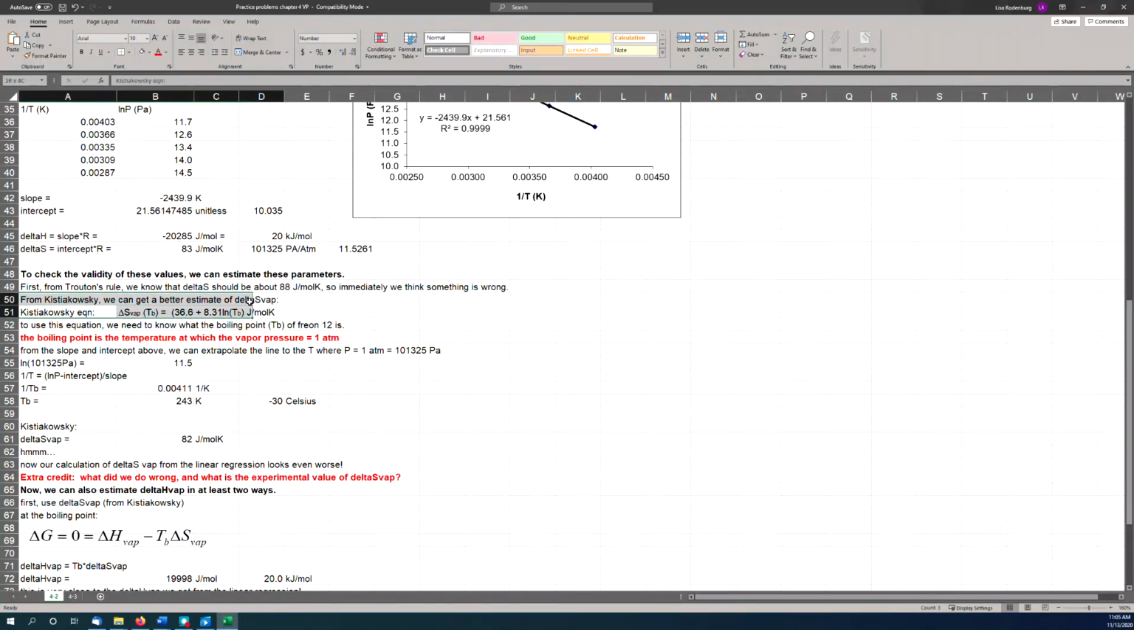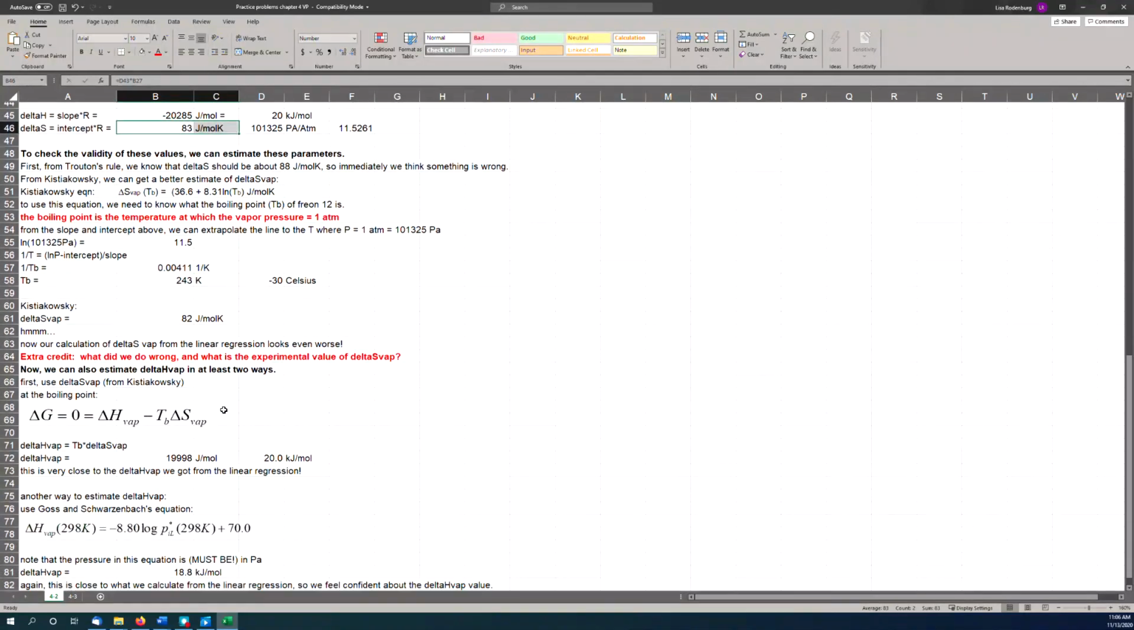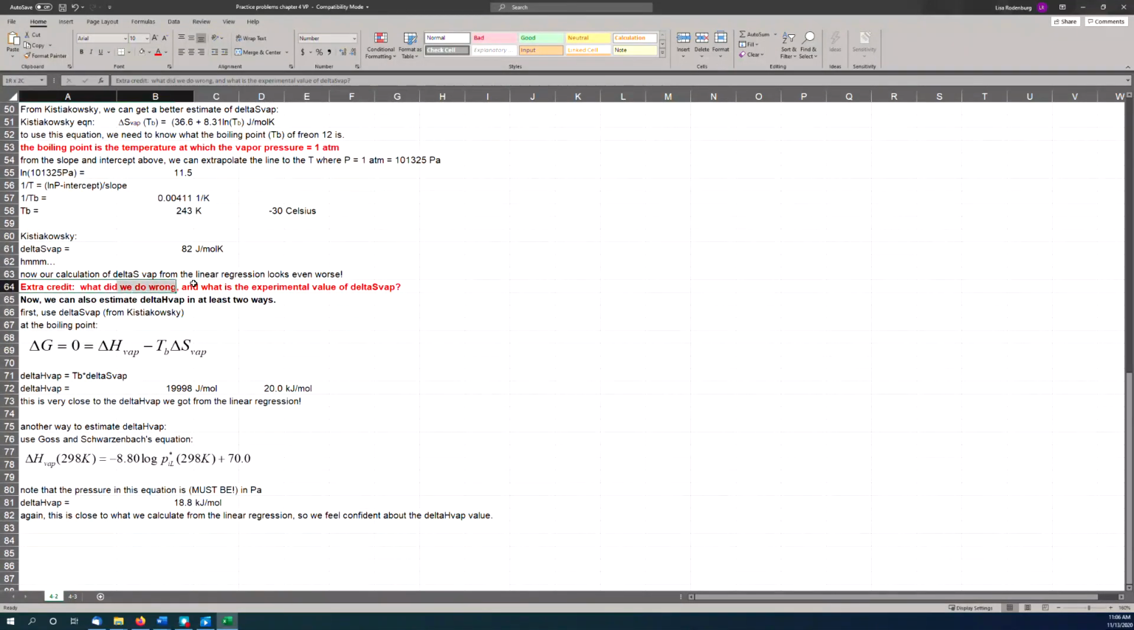Okay, so we figured out our boiling point here to be 243 degrees Kelvin. We plunk that into the Kistiakowsky equation here, and it comes back with 82 joules per mole Kelvin, and we got 83 here, so we're starting to feel a little bit better about everything. In the way I have this written, I'm telling you to figure out what's wrong here, but I just told you, so surprise!